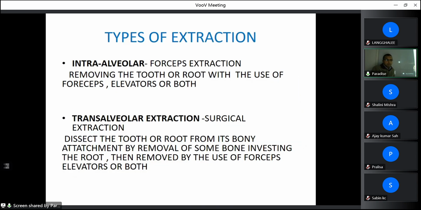So, types of extraction: basically there are two types, closed extraction and open extraction. Open extraction we also call a transalveolar extraction or surgical extraction. Commonly we follow the closed extraction, or intra-alveolar extraction, where you use only an elevator, peristral elevator, straight elevator, and forceps.